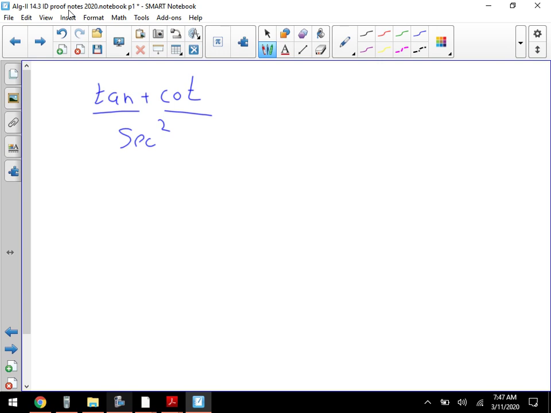I know tangent and cotangent are reciprocals of one another. It's probably forcing me to try a common denominator. So if I set up a common denominator on that one, this gives me sine cosine plus cosine sine.